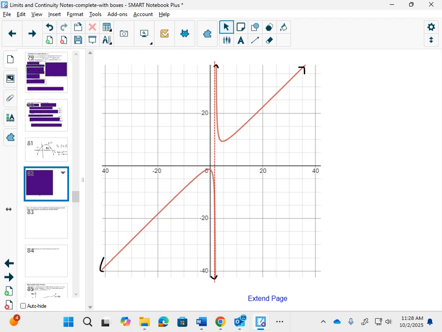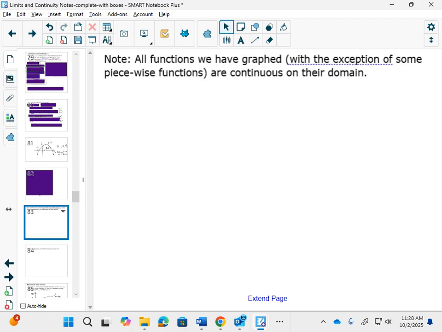Some graphs, absolute values, ouch. They have a very sharp point at the bottom. Parabolas are nice. It's like a baby's bottom. Absolute values, that's like a needle. It's a sharp point on there. We're going to find out that's not smooth at all. Okay, so with that, all functions we have graphed, some of the piecewise functions, no, are continuous on their domain. Everything you've done so far has had that.